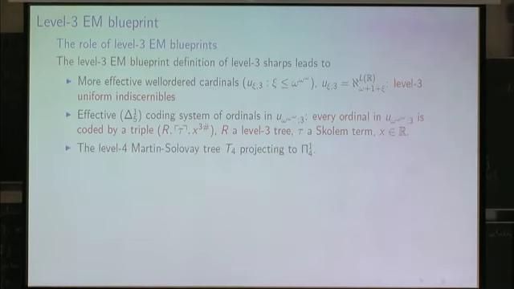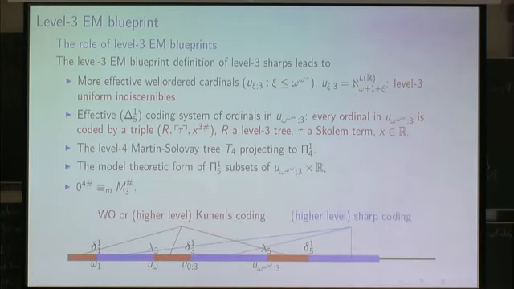And we can similarly define the higher level Martin-Solovay tree, which was unknown. Well, only T2 was known, and we had no idea what the ultimate effective version of the level 4 Martin-Solovay tree should be. And finally, we can define the level 4 sharp.